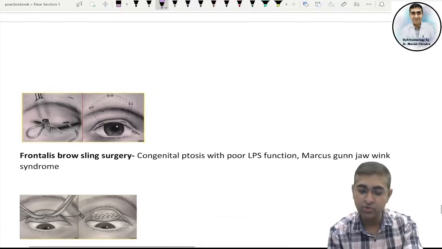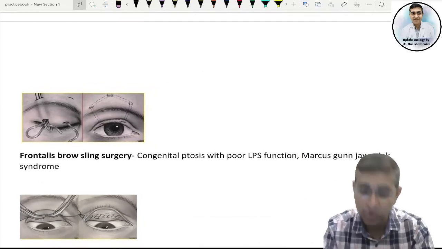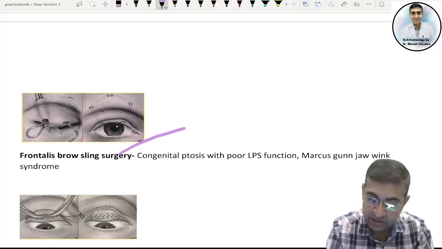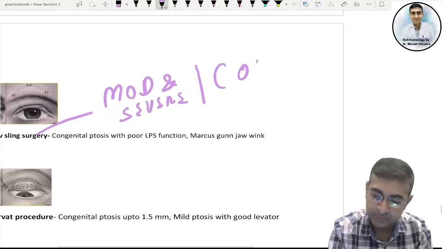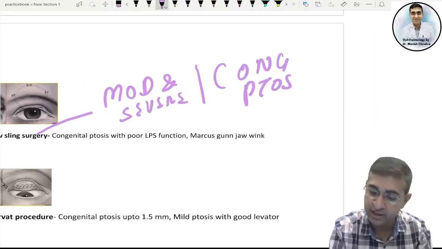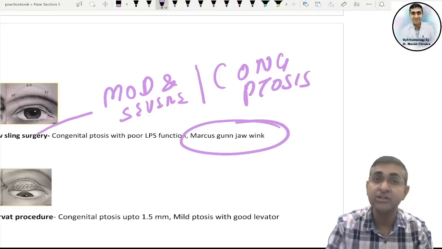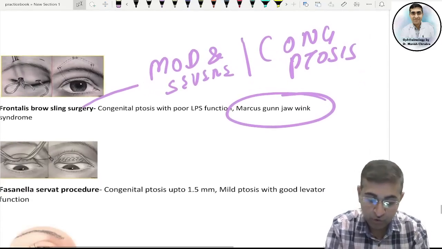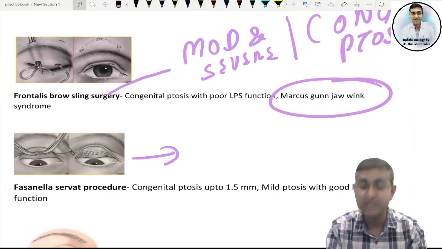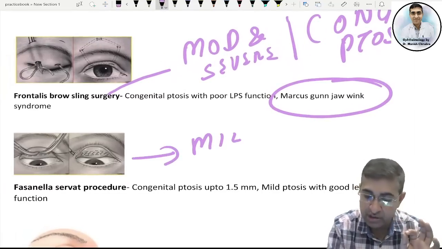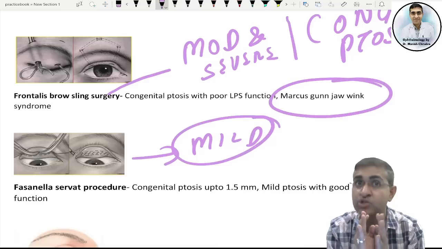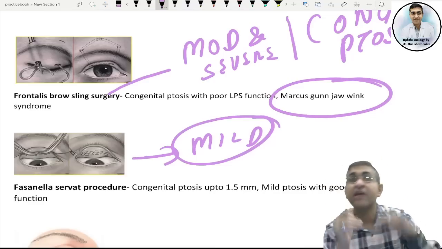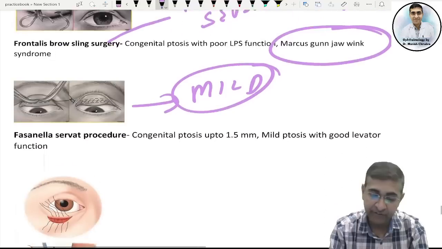Okay, which surgery do you go for? You go for frontalis brow sling surgery if it is a case of moderate and severe congenital ptosis, and also Marcus Gunn jaw-winking syndrome. You go for Fasanella-Servat procedure if it is congenital ptosis which is mild, and also acquired ptosis, because acquired ptosis will be mild ptosis with good levator function.